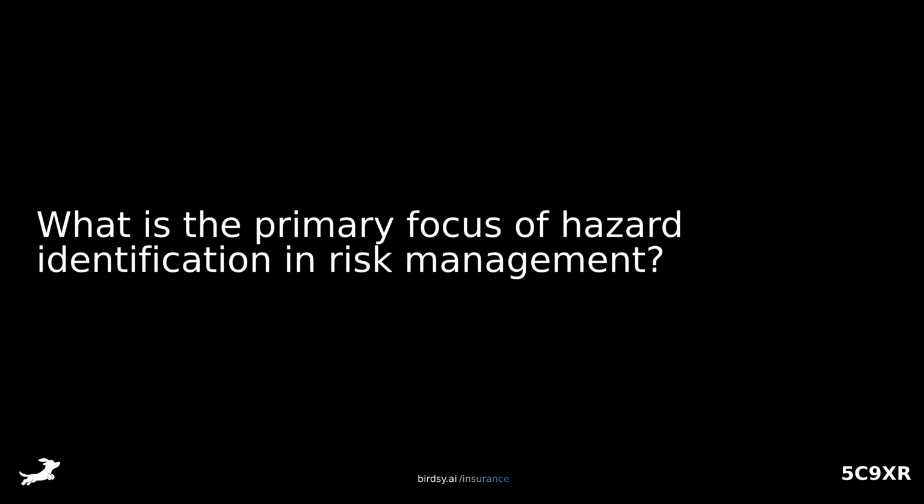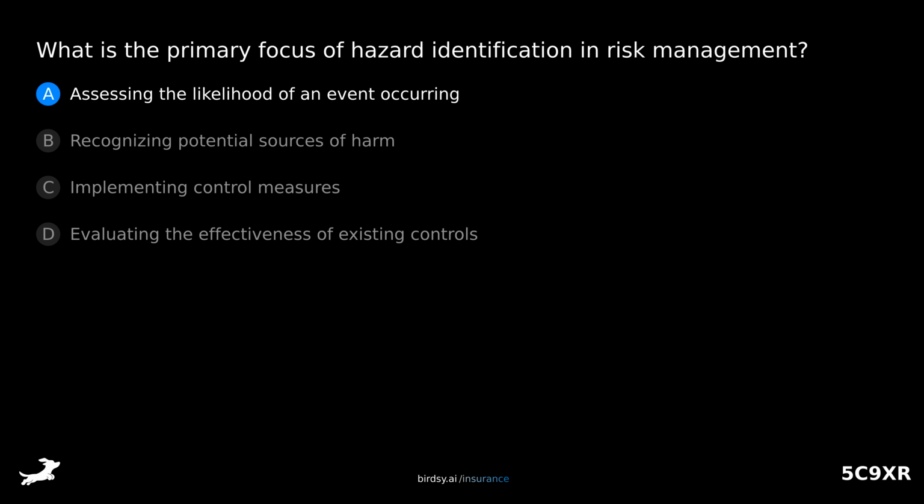What is the primary focus of hazard identification in risk management? Is it A, assessing the likelihood of an event occurring, B, recognizing potential sources of harm, C, implementing control measures, or D, evaluating the effectiveness of existing controls?